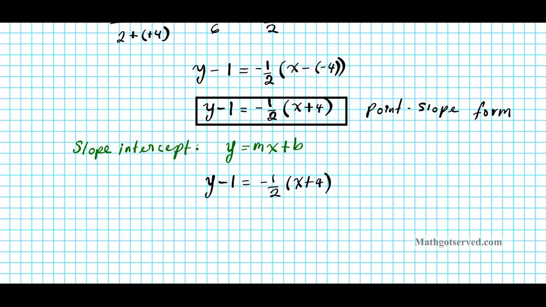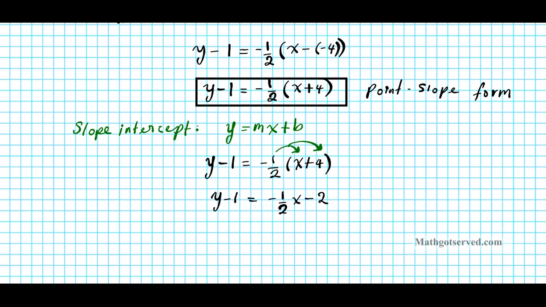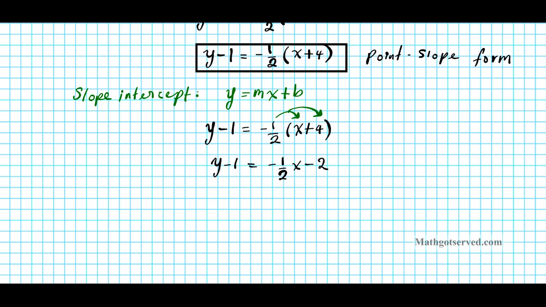All right, so let's simplify and isolate the y. To simplify, I'll distribute this negative 1 half to these two terms in the parentheses here. So we're going to have y minus 1 equals negative 1 half times x is negative 1 half x, and negative 1 half of 4 is negative 2. To isolate y, we'll add 1 to both sides. So we have y equals negative 1 half x plus, minus 1, because minus 2 plus 1 is minus 1. All right? So what we have now is the slope-intercept form of the equation of a line.